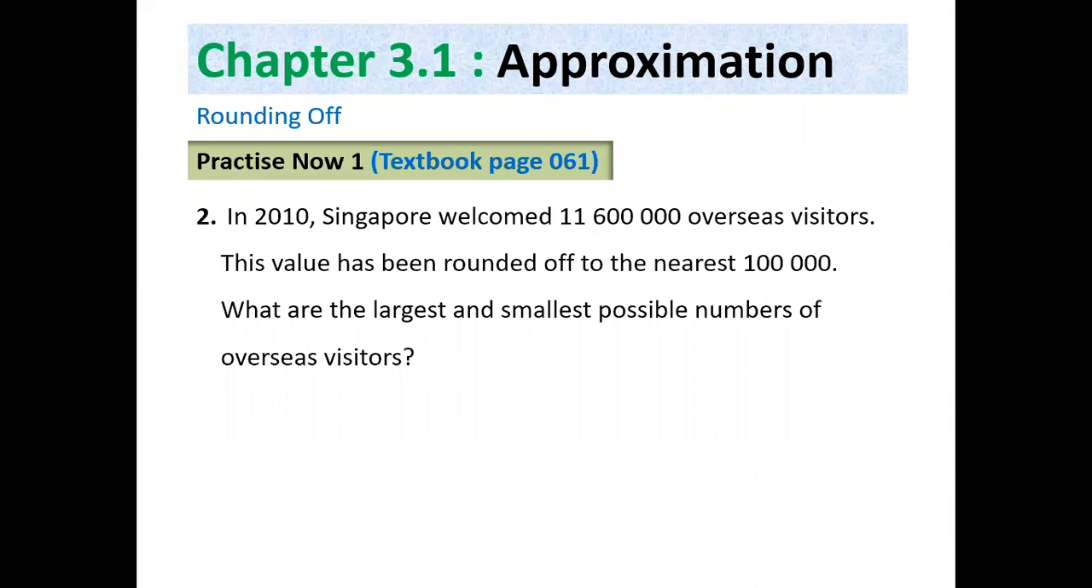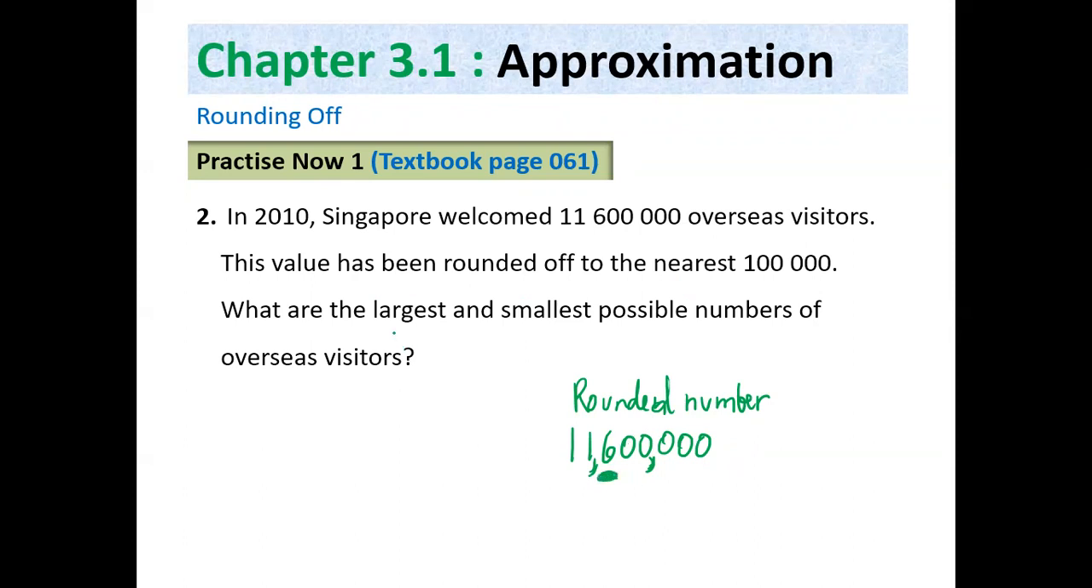In 2010, Singapore welcomed 11,600,000 overseas visitors. So this will be a rounded number, because in reality there will be no such good number. Nothing like this. But this is the rounded number. In reality, the numbers will be odd, so it is rare that the number will be like this, a good number, 11,600,000. This value has been rounded to the nearest 100,000. So to the nearest here.